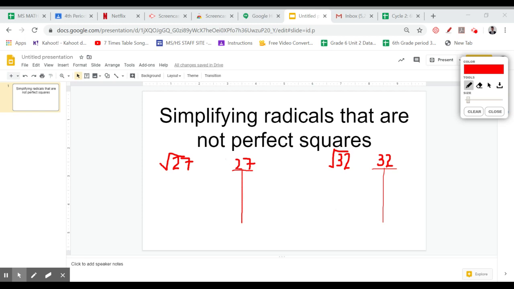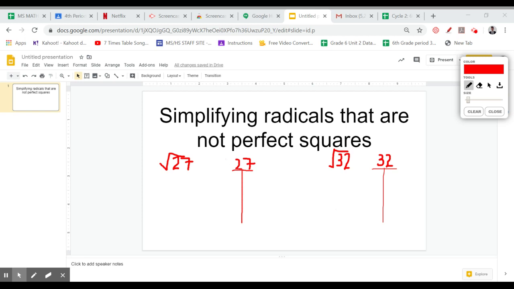The method that I'm going to use is finding two factors of the given number where one of those factors is a perfect square. But the question is, how do I get those factors? I'm going to use the T-chart method to find those two factors.